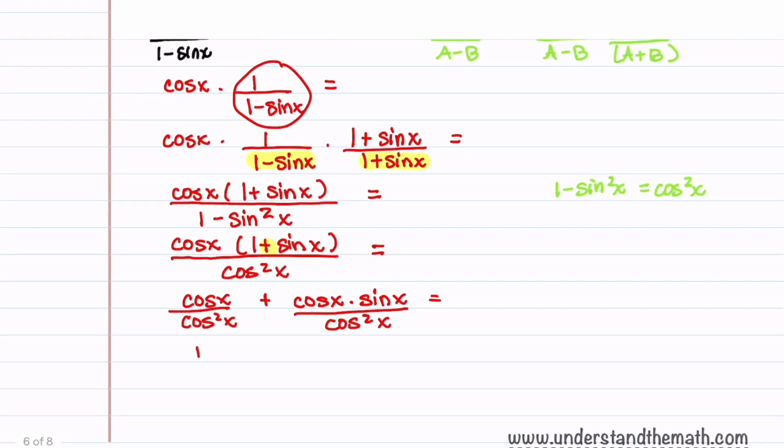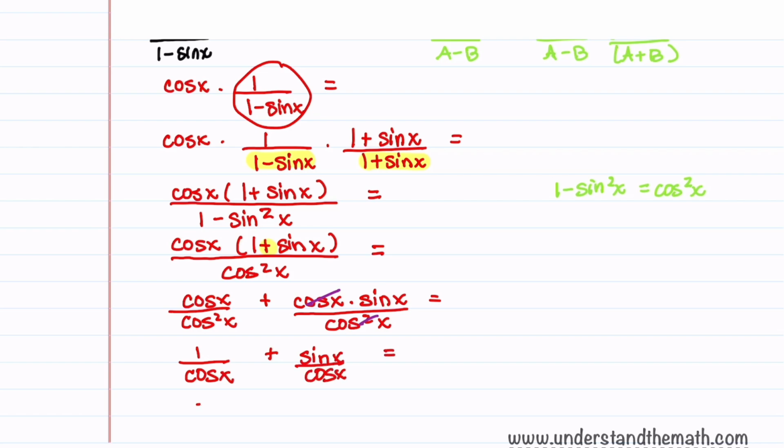On the left, we have 1 divided by cosine x, which is great because we know that's going to be secant. And then we'll divide a cosine on our second term, and we see that we're left with sine over cosine, which is going to be tangent. So after a lot of work, we have secant x plus tangent x is equal to secant x plus tangent x.